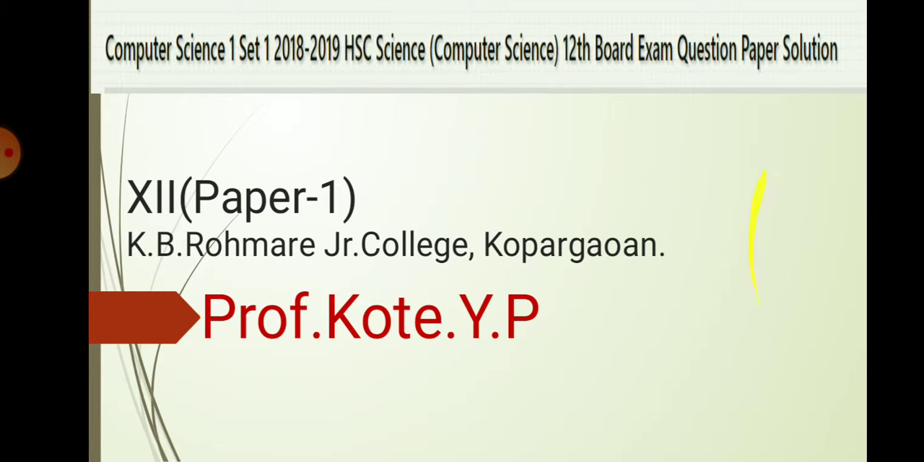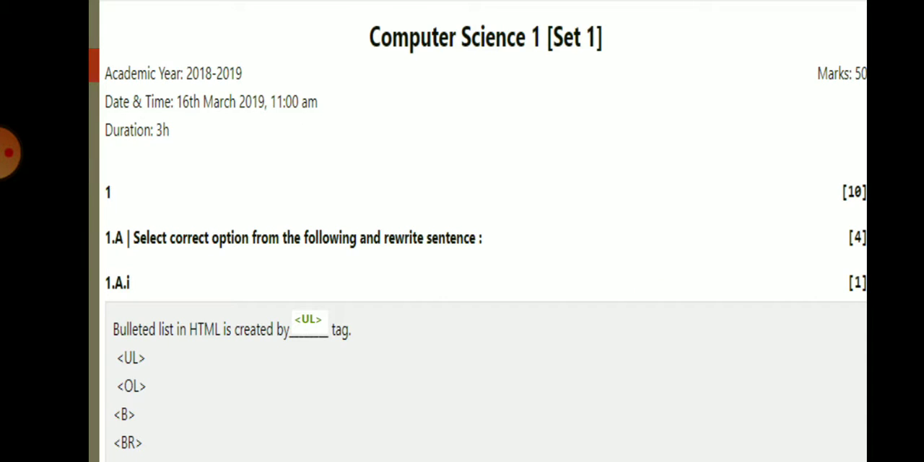This is a 15 marks pattern of a question paper. Computer Science, first set, first part, academic year 2018 to 2019. Then 16 March 2019, and the duration is 3 hours. Question first A: select the correct option from the following and rewrite the sentence. It is question first, 10 marks.